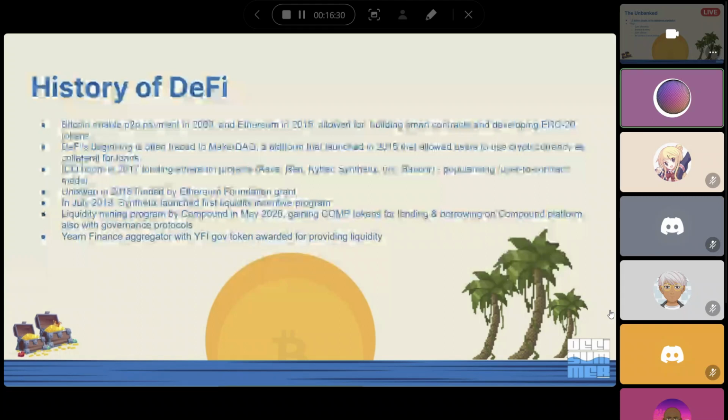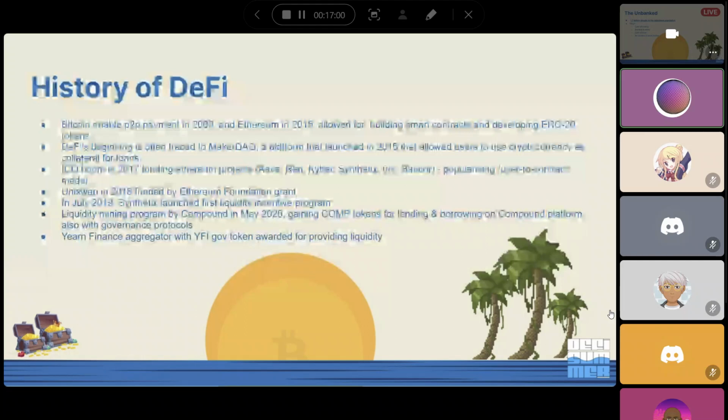And then I think one of the most popular DEXs, or decentralized exchanges, was Uniswap in 2018, funded completely by the Ethereum Foundation. In July 2019, Synthetix completely changed the game when they launched their first liquidity incentive program, where you basically got crypto for providing liquidity in the market. And I'll explain what that means a little bit later.